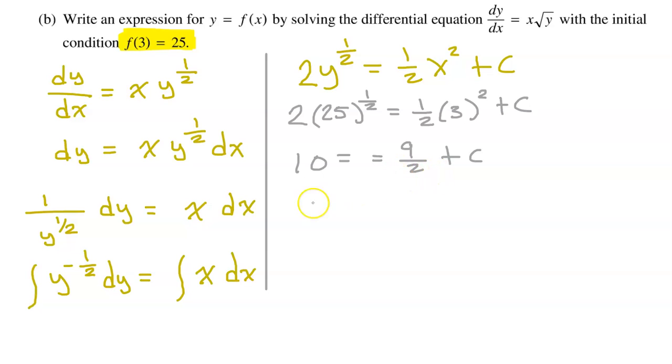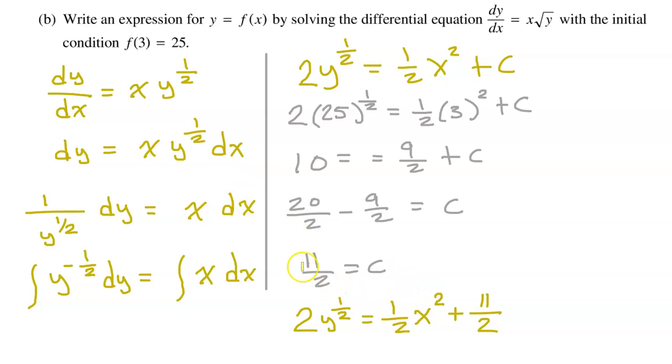Let's subtract 9/2 from both sides. Let's rewrite 10 as 20/2. So I have 20/2 minus 9 over 2 is equal to c. But this is going to be 11 over 2. Substituting 11 over 2 back in for c, and we have this equation.